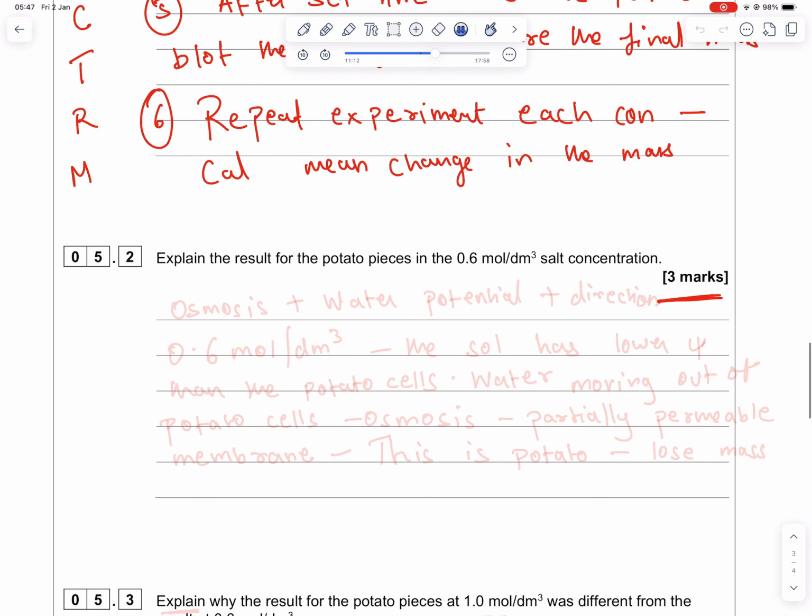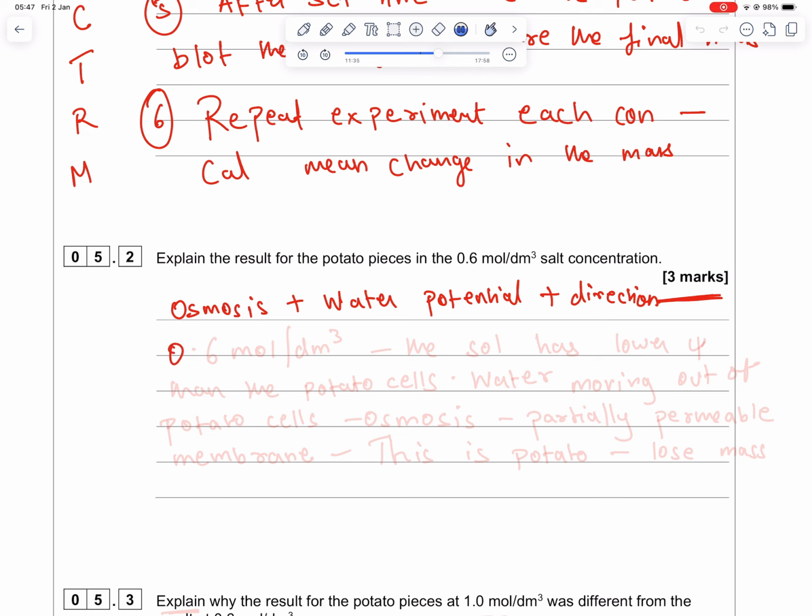Now, what has happened here? The potato has lost mass. And what is the mark scheme logic we need to apply? So there is osmosis happening. There is water potential which is involved, and there is the direction in which the water is traveling. Now let's break this down.